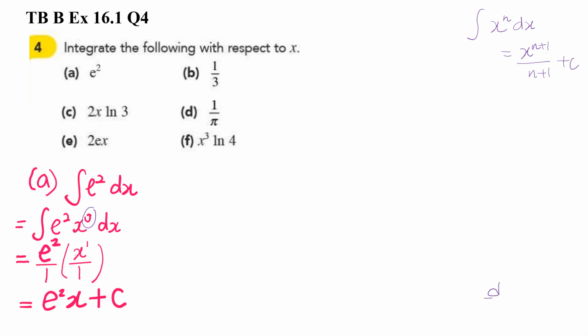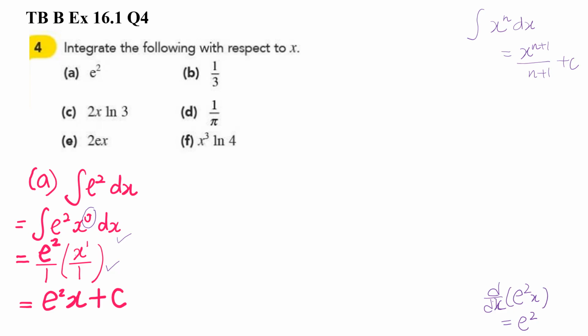Right, so if you were to do the reverse process, what we are saying is that when you differentiate e squared x, what do I get? You get e squared, right? So when you integrate e squared, I'll get e squared x plus a constant. Okay, so this is the process why we get e squared x.